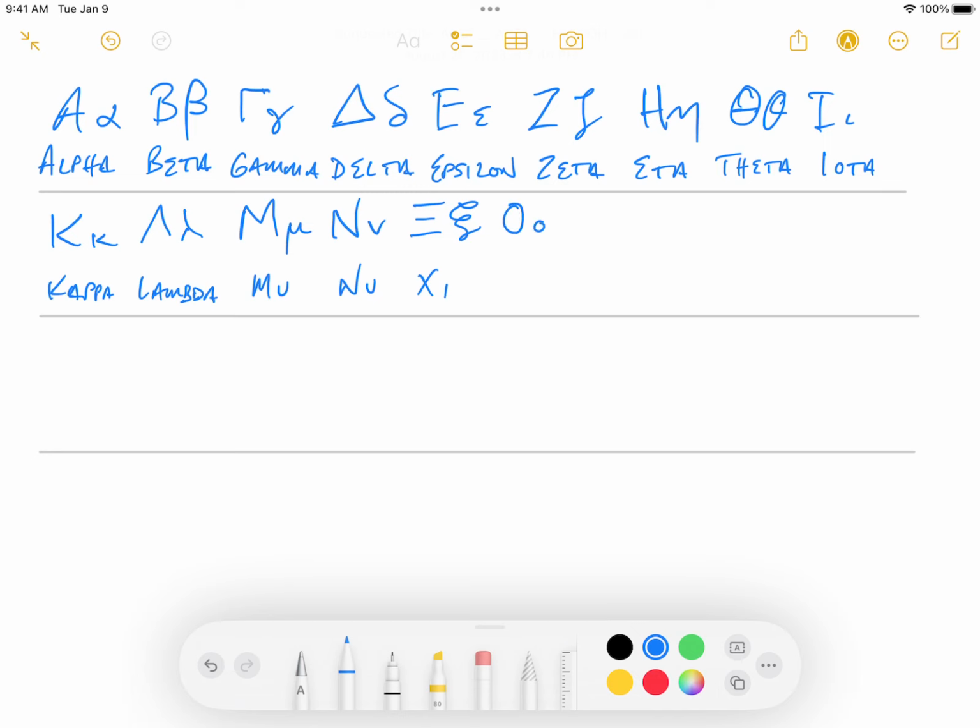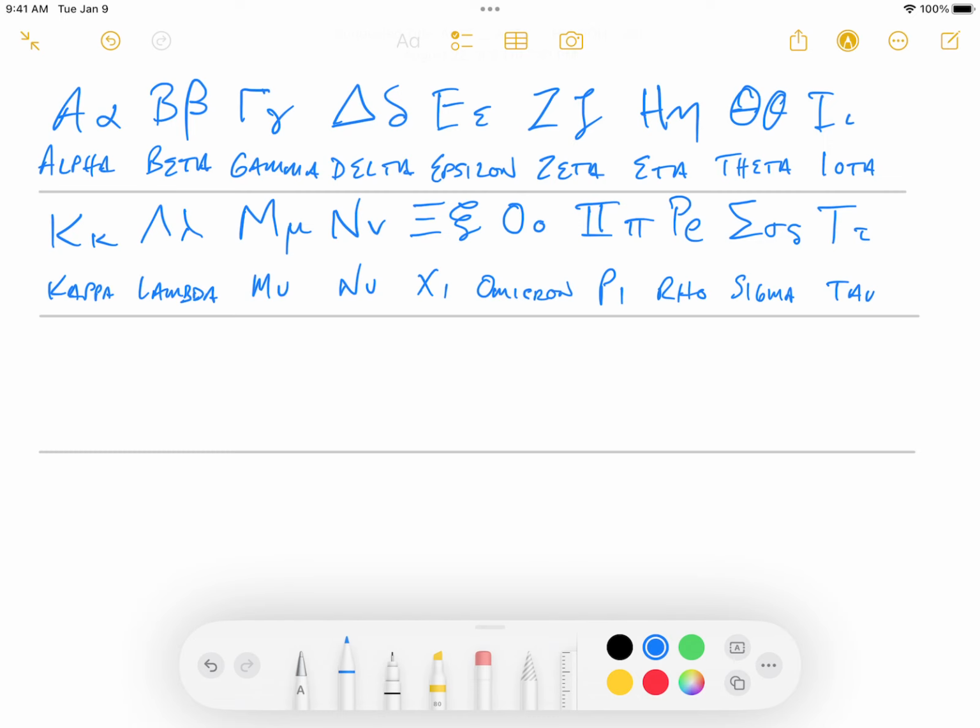Omicron, that means small O. Omicron, micro O. You might know the next one as the letter pi, but we're going to say P. And then this one looks like a P, but it's actually an R sound. It's called rho. And then we have sigma. Here's a capital sigma. Here's a medial sigma. If sigma is at the end of a word, it'll have a final form like this. And then tau, the T sound, and it even looks like a T.